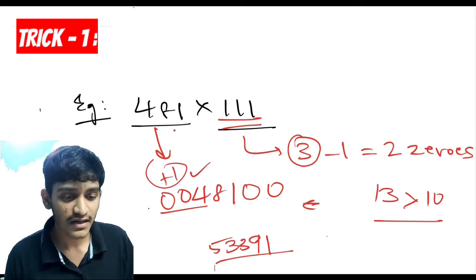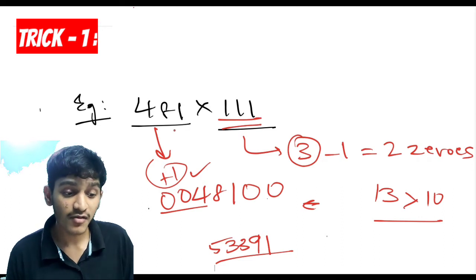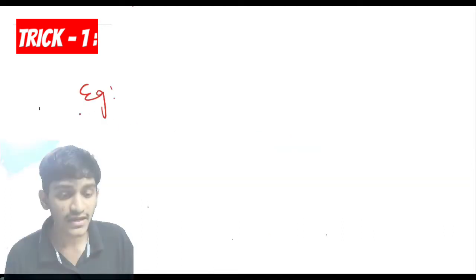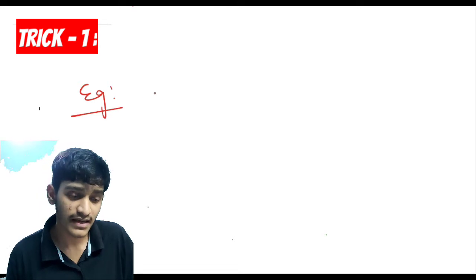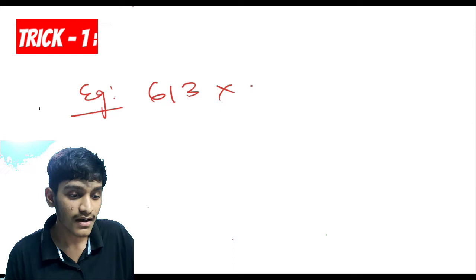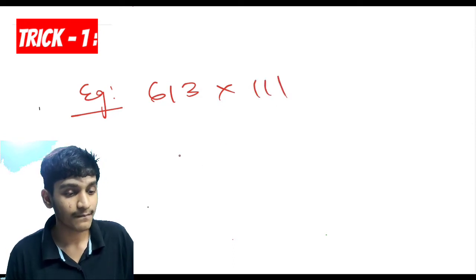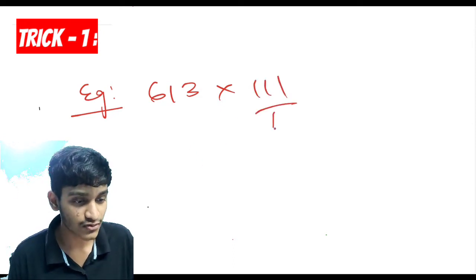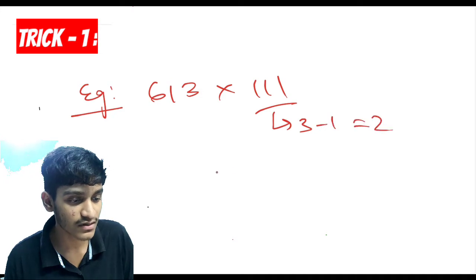Now I will try another problem, but this time I will be solving it at a greater speed. So take any random number over here. I will be taking 613. So 613 is my random number: 613 times 111. Now I will be going at a greater speed. I can see that 111 is a 3-digit number, so 3 minus 1 is going to be 2.